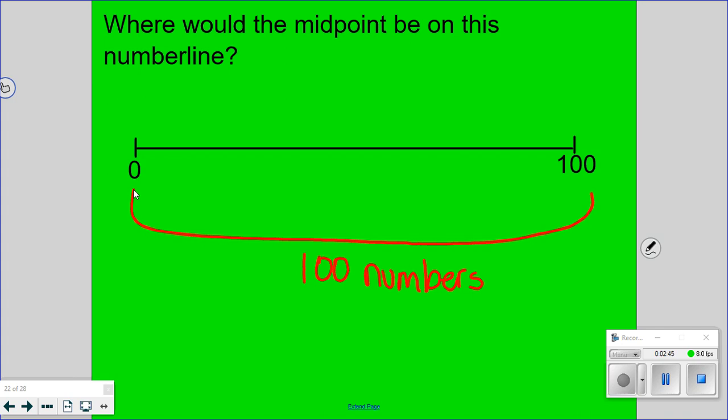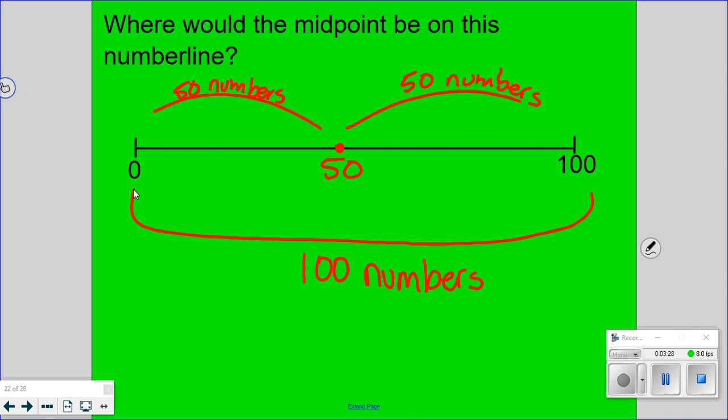What would be the midpoint or the midway point? We have 100 numbers. What's going to be the middle of 100 numbers? Jacqueline? 50. Because I'll have 50 numbers over here, and 50 numbers on that side. That's how we know that's the middle, because we've split our number line in half, and there's the same amount of numbers on either side.